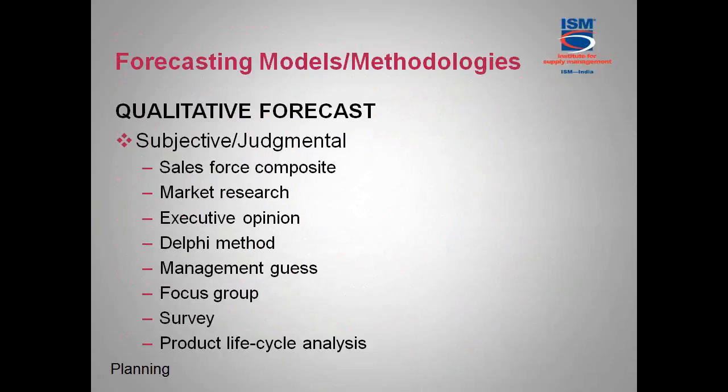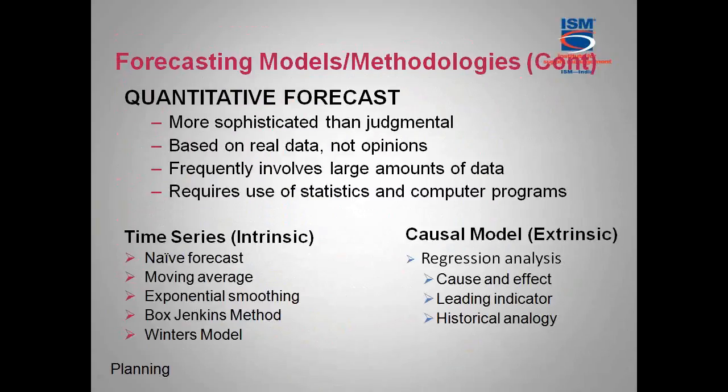Another way is that we can talk about quantitative forecasting, which is more sophisticated than judgmental. Generally, we use judgmental forecasting for long-term forecasting or for forecasting a new product. But for short-term and mid-term, we use the more sophisticated, quantitative approach. It is based on real data, not on opinion, because opinion can be biased, but real data cannot be biased. It frequently involves a large amount of data and requires the use of statistical and computer programs.